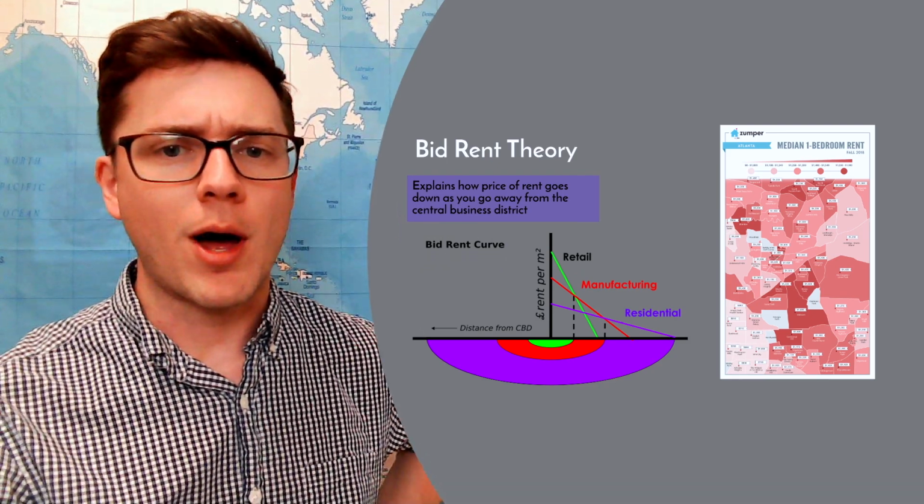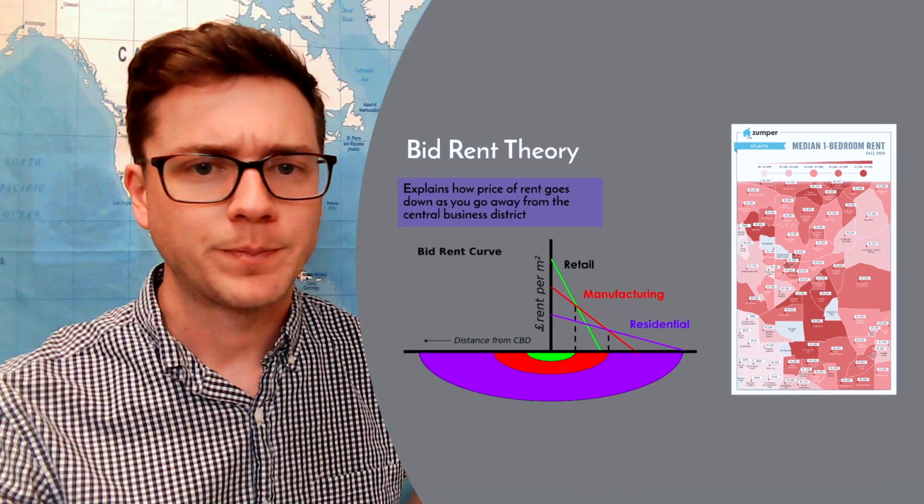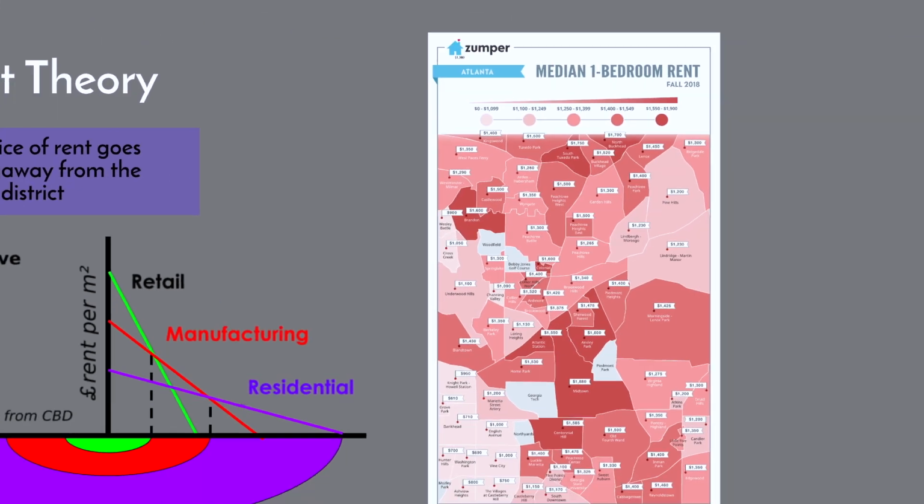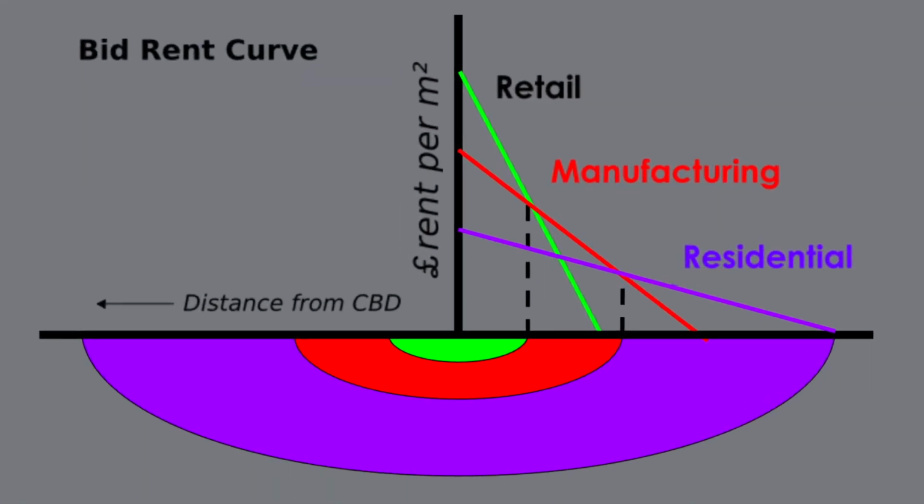Bid rent theory is another model that helps us understand cities. It explains that the price of rent goes down the further you get from the central business district. We can look at the curve to understand that in the middle is the most expensive of the CBD. And typically retail is the only thing that can afford to be there because they're making enough money to cover that rent. As they get further out, there are less people, and so it's cheaper for land, and manufacturing can operate in that space where they can make their money back by not paying as much rent.